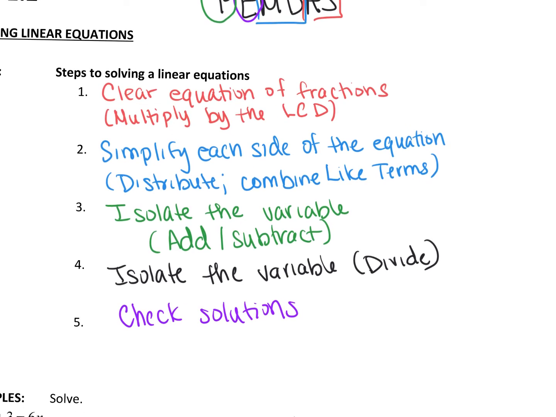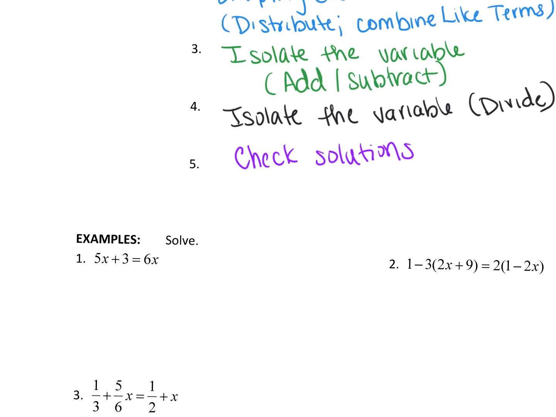So here is the actual process we're going to follow. Let's look at our first example. It says solve 5x plus 3 is equal to 6x. And notice what we have here. We have the variable x on both sides. In order to solve, you have to move the variable to one side. We're always going to move our variable to the side where our variable is bigger. In this case, we're going to start by moving the variable to the side with the 6x.